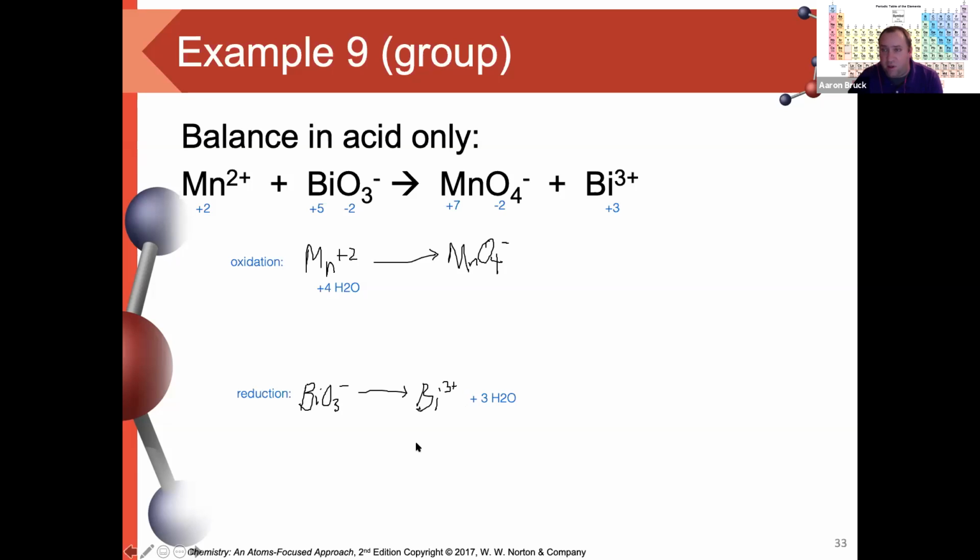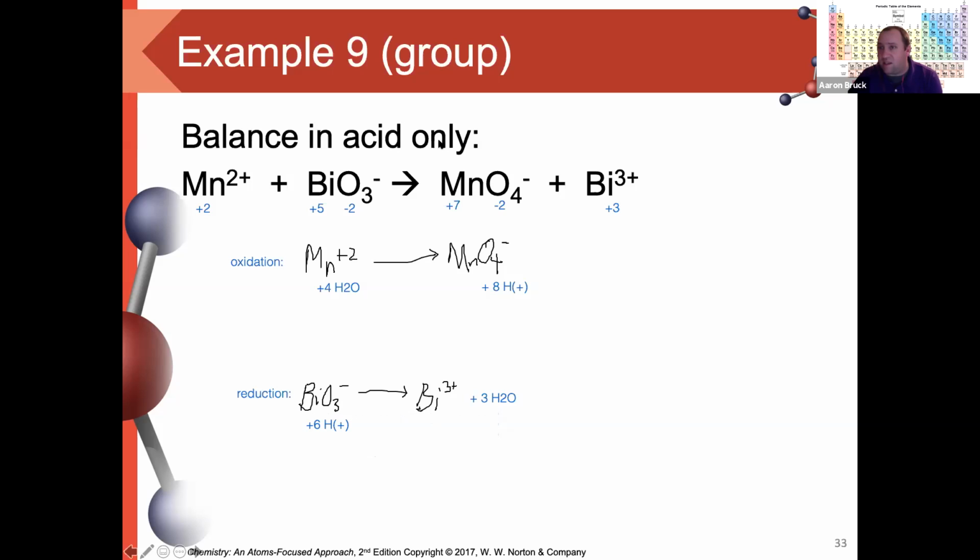The next step would be to balance hydrogens using hydrogen ion, H+. So I have added 8 hydrogens in total to the reactant side in the oxidation reaction. I'm going to need to add 8 hydrogen ions on the product side to counterbalance it. I've added 6 hydrogens in the form of water here. I'm going to need to add 6 hydrogen ions to the reactant side to balance it out.